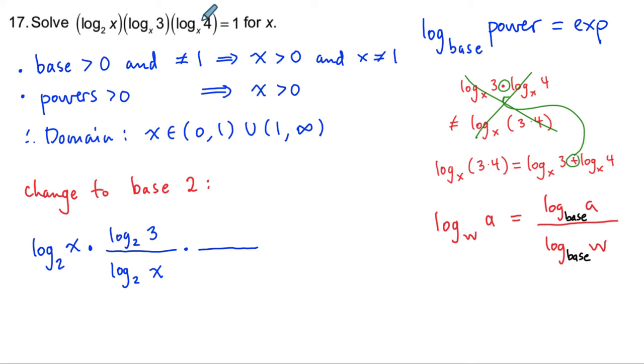The third logarithm, log base x of 4, is also being changed according to the change of base formula. So we have log base 2 in the top and the bottom, and the power of 4 goes in the numerator, and the base of x goes in the denominator. And all of that is equal to 1.